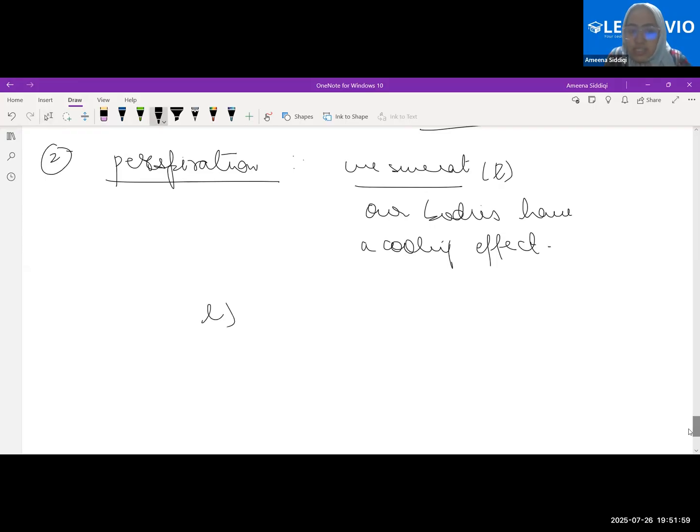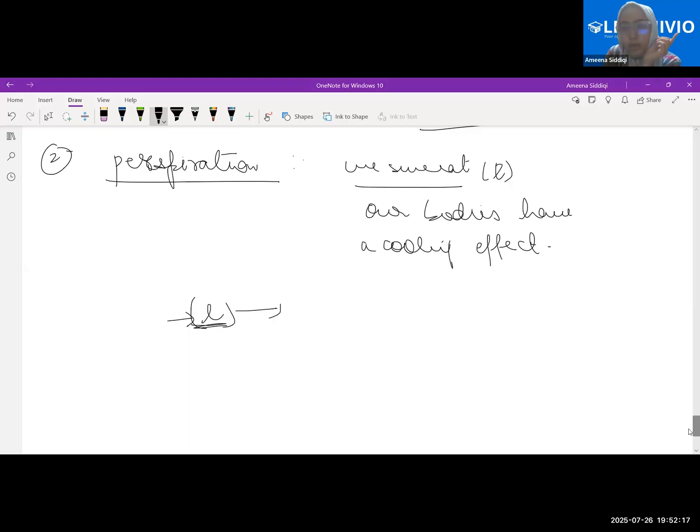What is perspiration? See, this is liquid sweat. Some of the particles in this liquid sweat absorb the energy from our bodies, which are already very high on energy. As soon as that high energy from our bodies is transferred to these liquid particles, they actually evaporate.